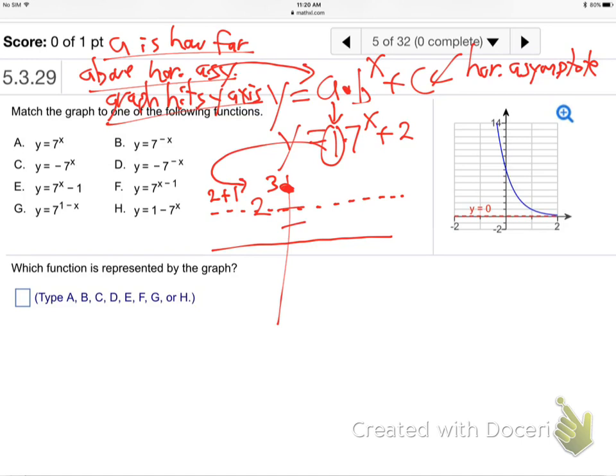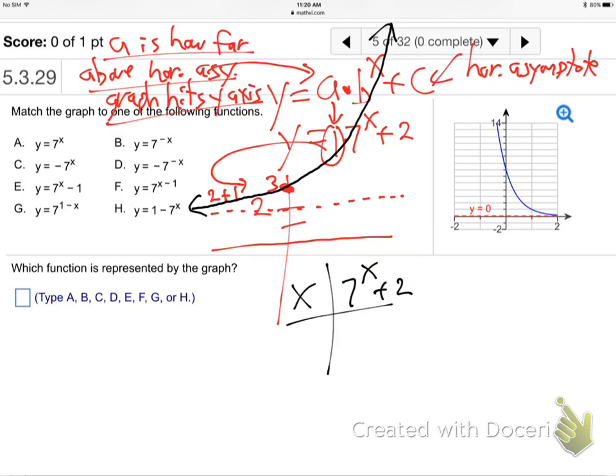And then what does it do from there? Generally, exponential graphs rocket up. They go up very, very fast because that x is in the power zone. You start plugging in 7 to the x plus 2. If you were to make an xy table and you put in 1, it'd be 7 to the 1 plus 2, which is just 9. Put in 2, it'd be 7 squared plus 2.